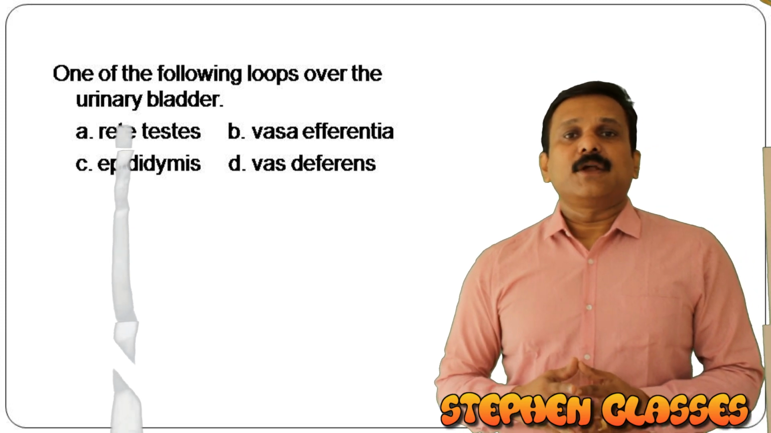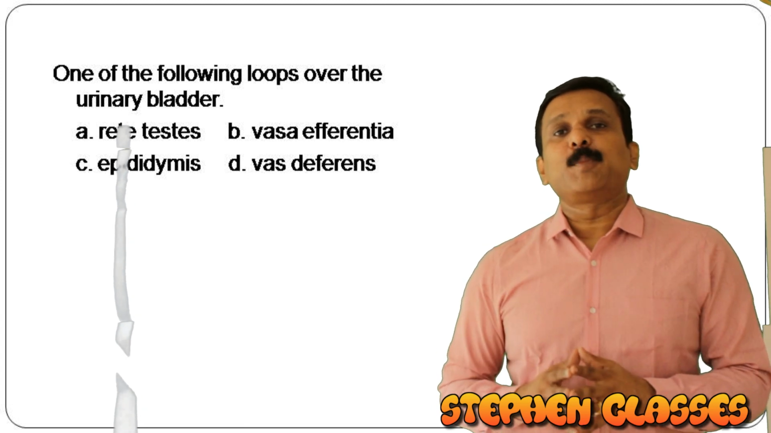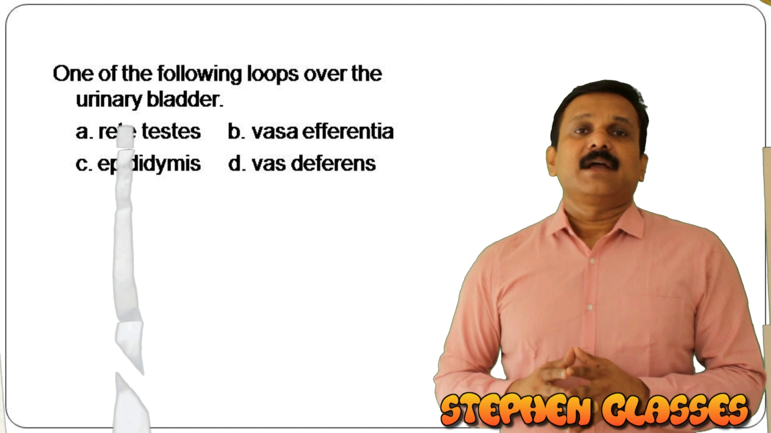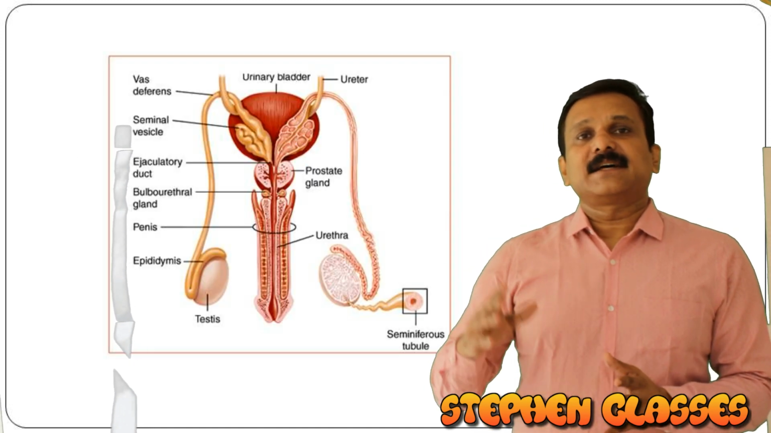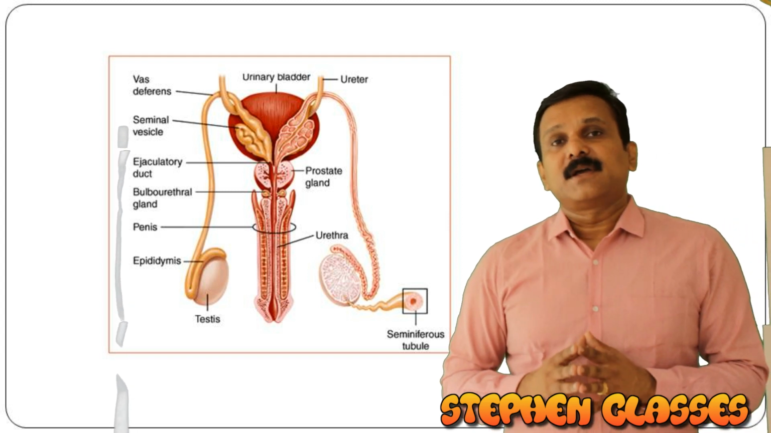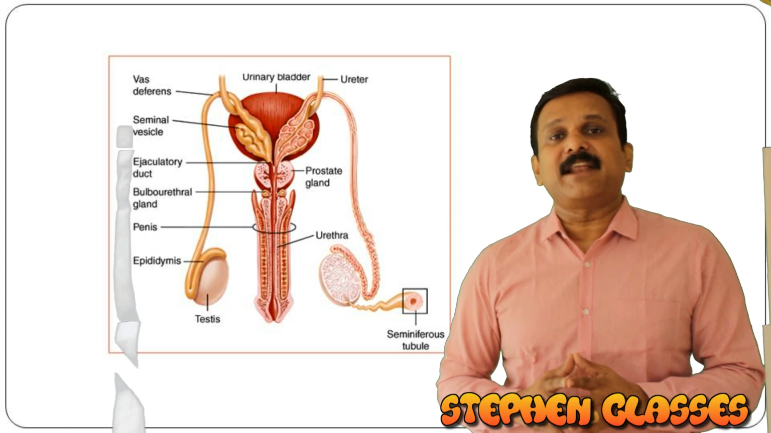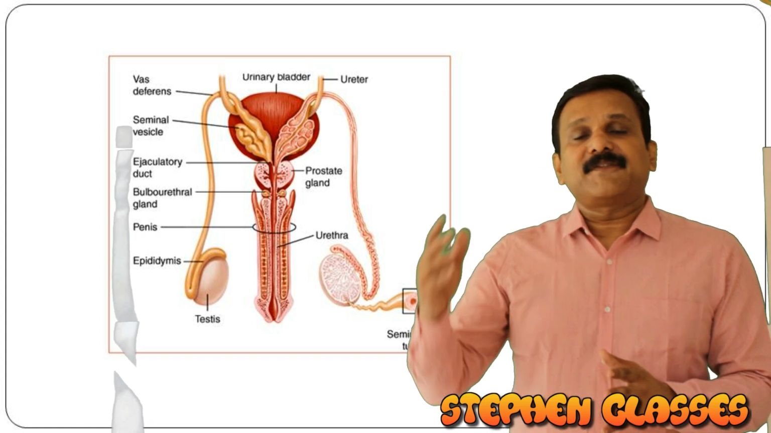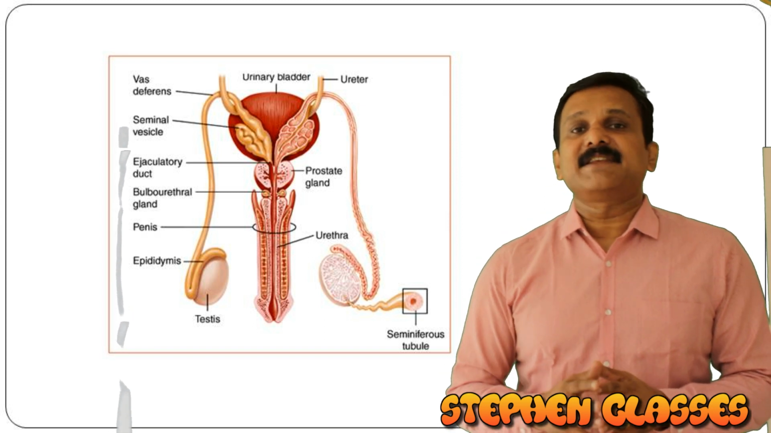One of the following loops over the urinary bladder. Vas deferens will loop over the urinary bladder. You know, in the textbook it is written clearly that vas deferens is formed from epididymis. Epididymis is the region where sperm cells are stored, and final maturation of sperm cells will happen in epididymis. And after epididymis, you can find this vas deferens. In this diagram, it is very clear.